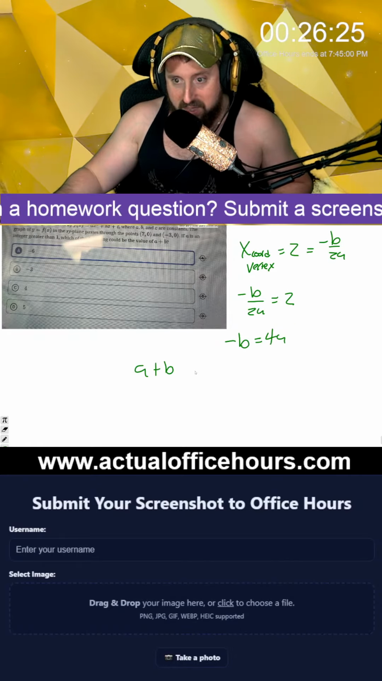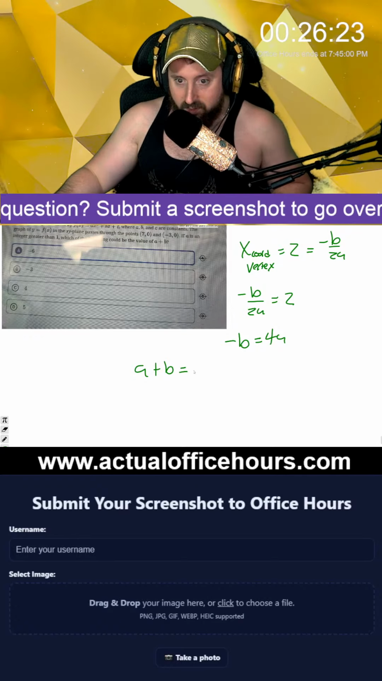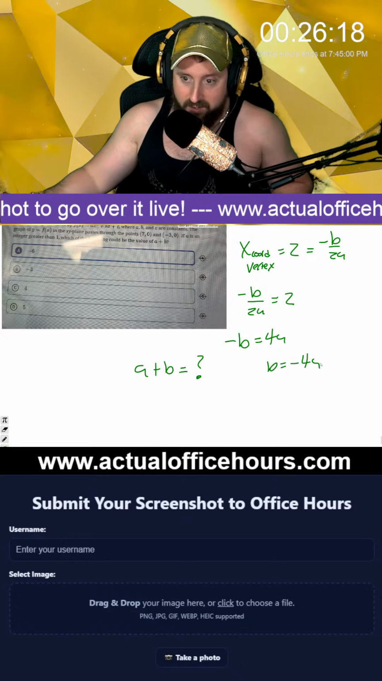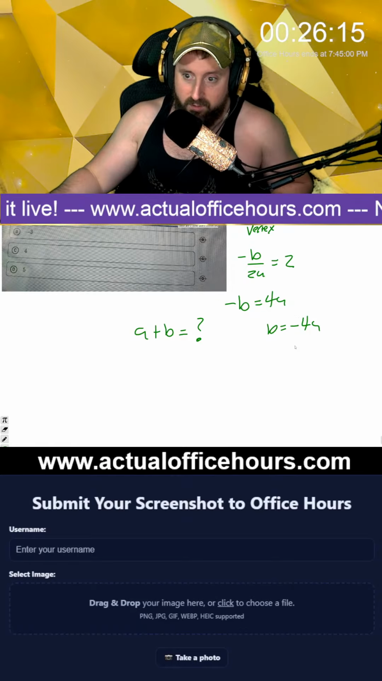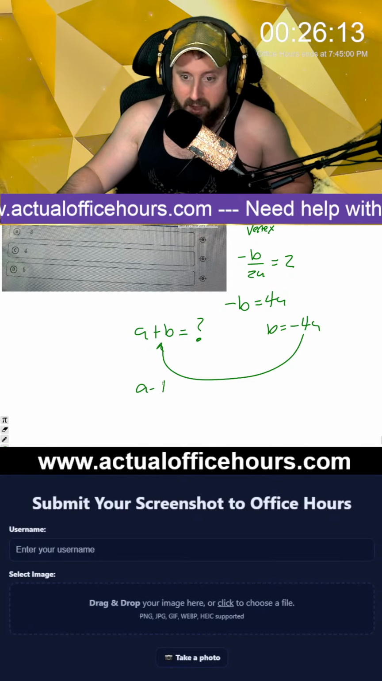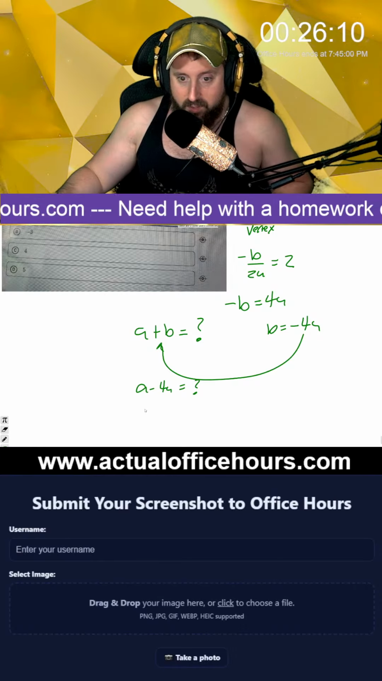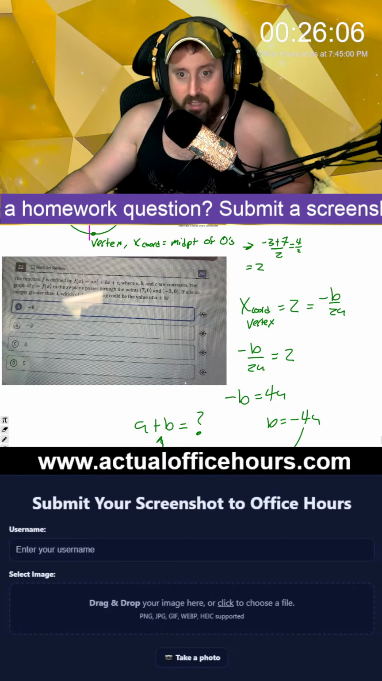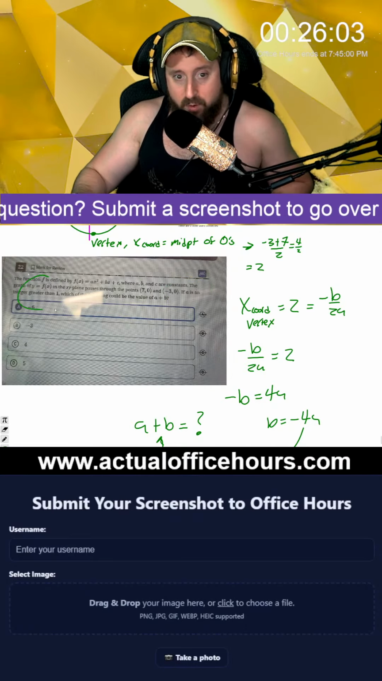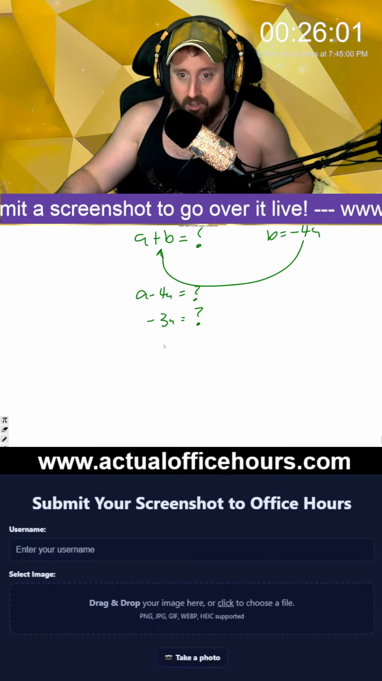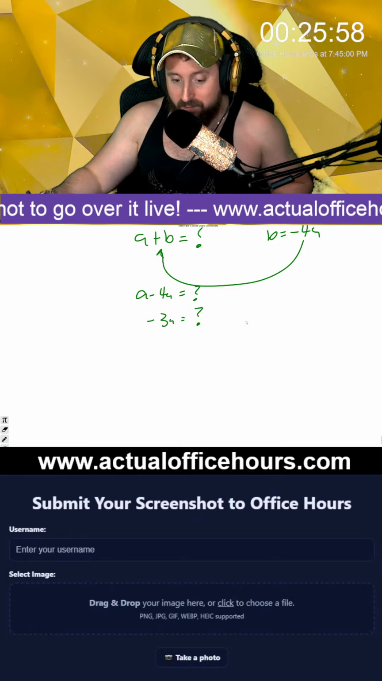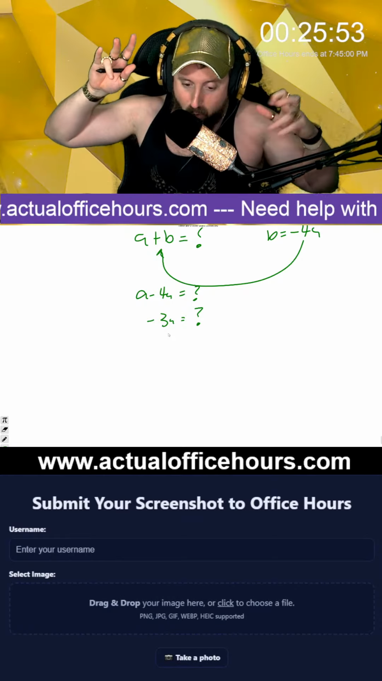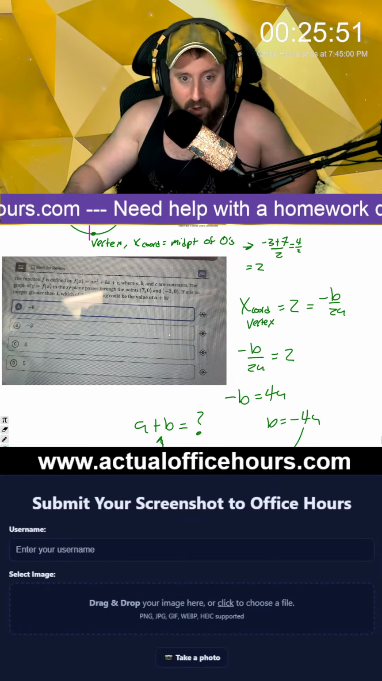So a plus b equals what? Oh, but b is equal to negative 4a, right, from this? So if I plug that in, I get a minus 4a, and so that's negative 3a. And here's the cool thing: they said a is greater than 1. So if a is greater than 1, this has to be more negative than just negative 3. And that's why the answer is negative 6.